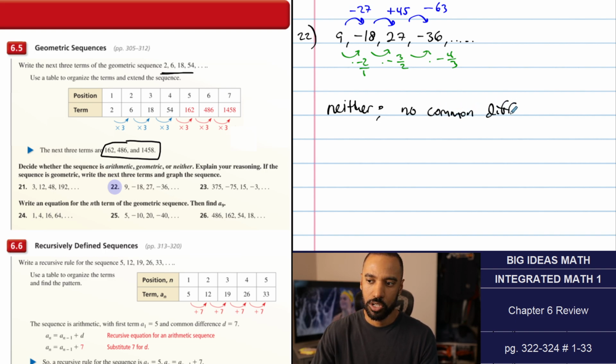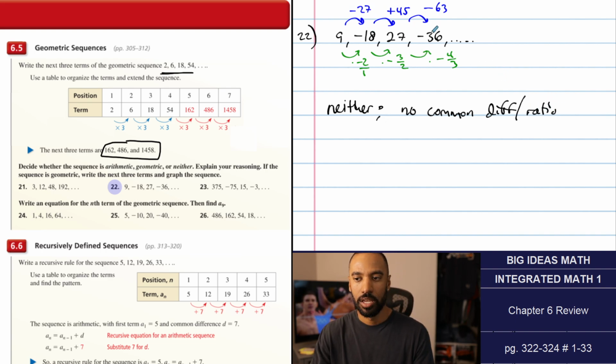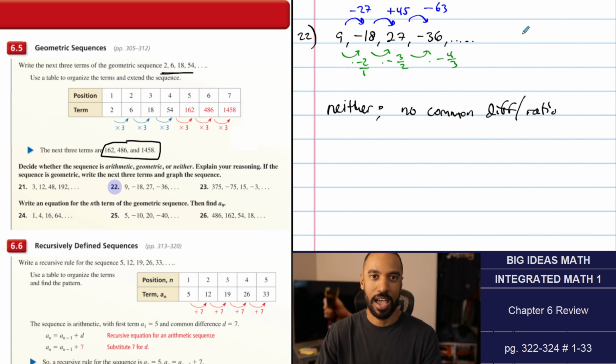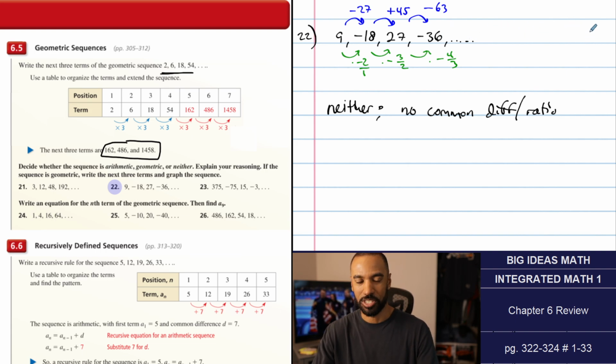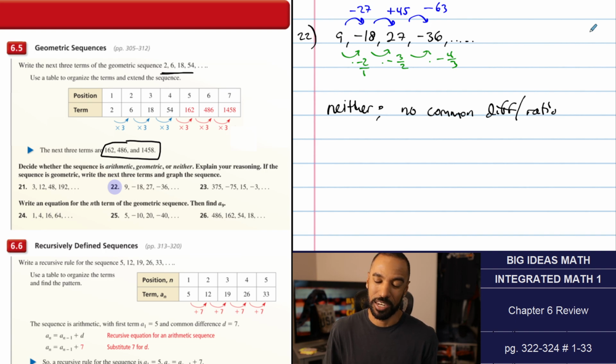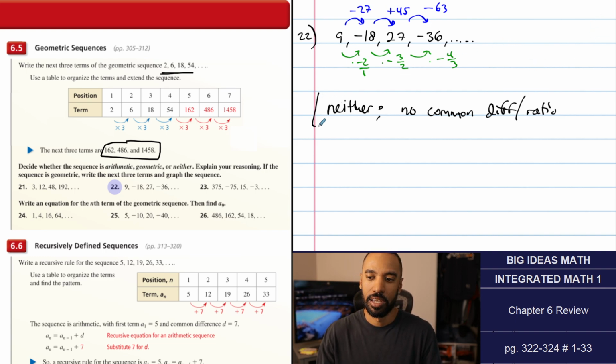Does that mean that I couldn't identify what this pattern is? This would be positive 45, then negative 54, then positive 63. I could write the next 3 terms. I could even graph it, but it's neither arithmetic nor geometric with that in mind. So we're actually done on the problem there.